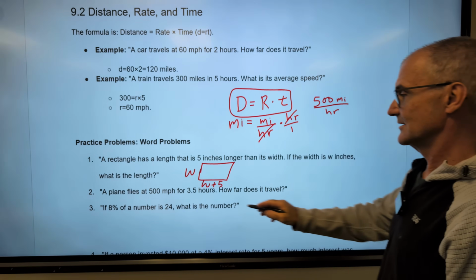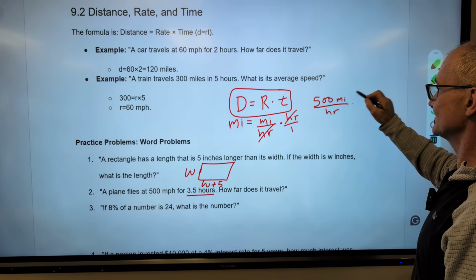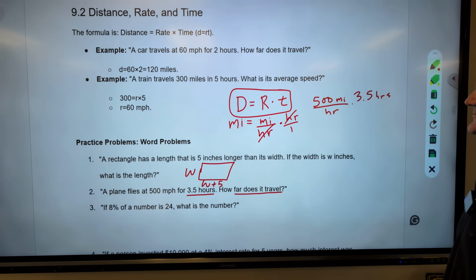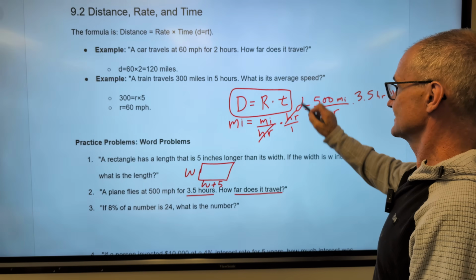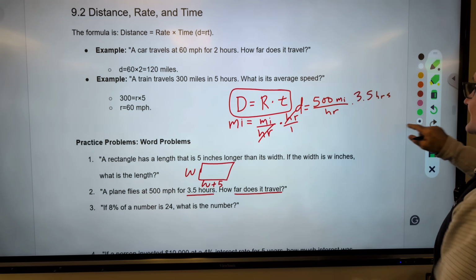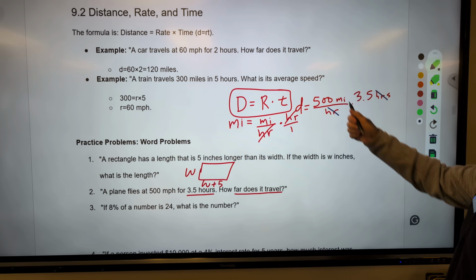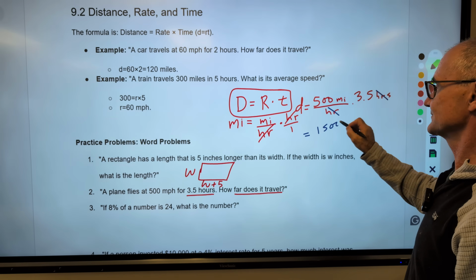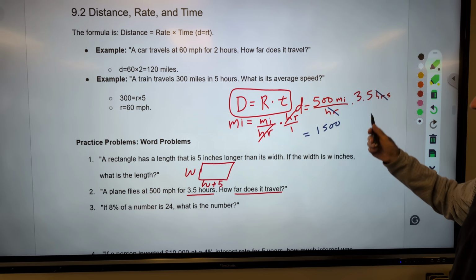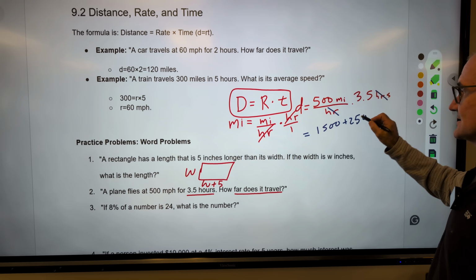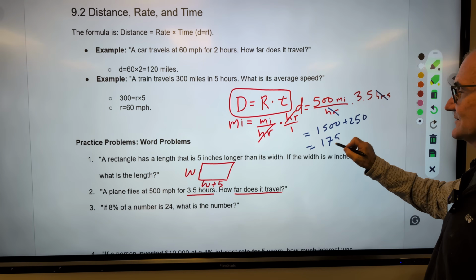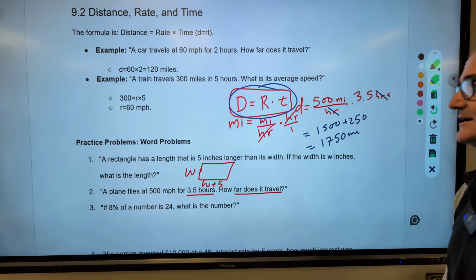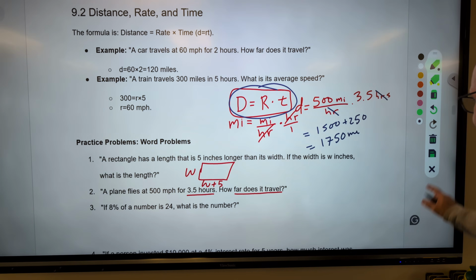Number 2, a plane flies 500 miles per hour. That's going to be my rate for 3.5 hours. I multiply it by 3.5 hours. How far does it travel? That is asking for the distance. So the distance will be this, and I could see here that hours will cancel and leave me with miles. 500 times 3 is 1,500 miles. And then 500 times 0.5 is 250. So it's going to give me 1,750 miles. This is the equation. Remember, distance equals rate times time. I have to have 2 of those to solve for the third.